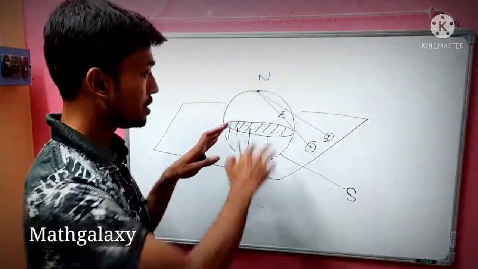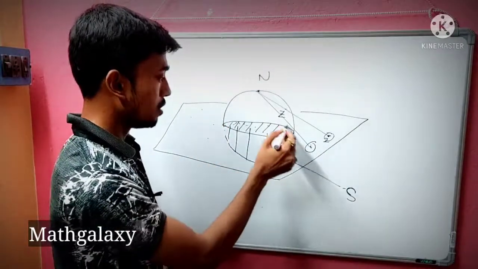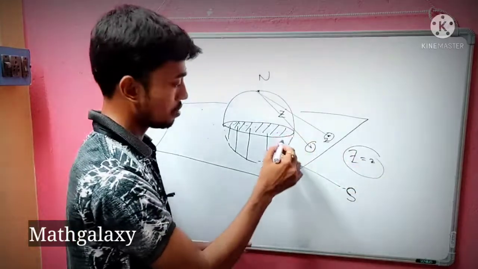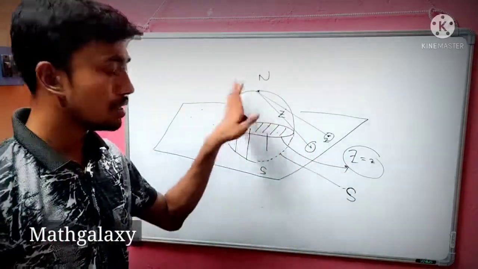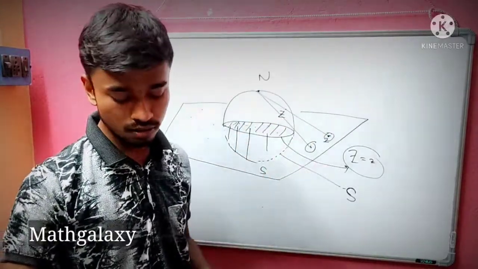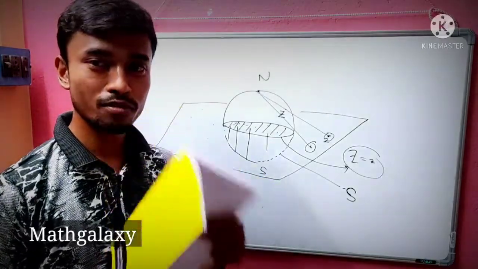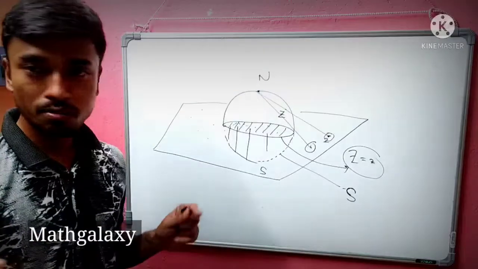The northern hemisphere is the points outside the sphere, and inside the sphere is the southern one. For the boundary, z is equal to small z. So that is called the basic stereographic projection. There are lots of theories, and I basically follow this book by John Conway, a very important mathematician. Conway's book is very fine.